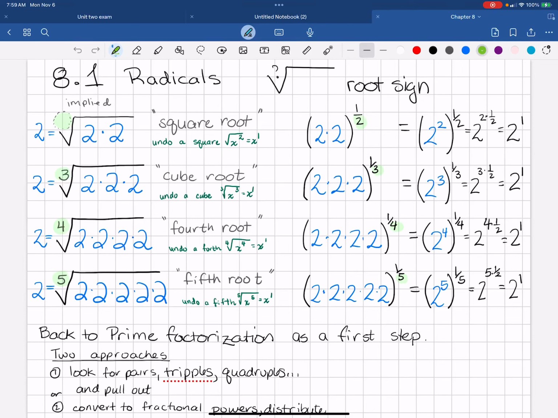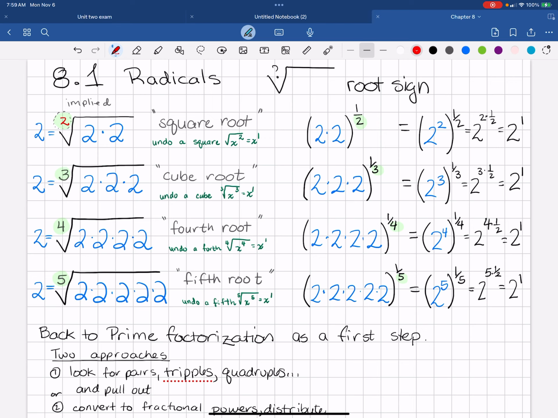Hello, welcome to 8.1, the chapter of radicals. So radicals is this root sign. And as I have been harping the whole time, when we just see the single root sign with no number here, we call that a square root. But really, it is a radical sign. And because it's the most common one, we do not put the implied 2 there.